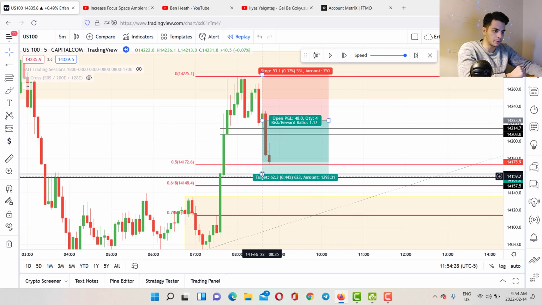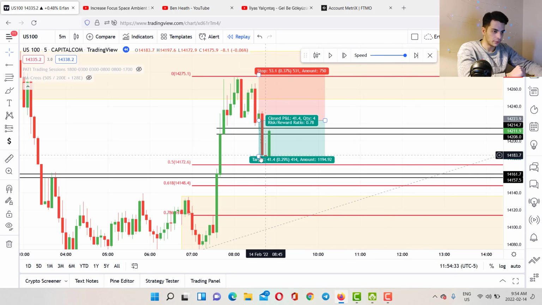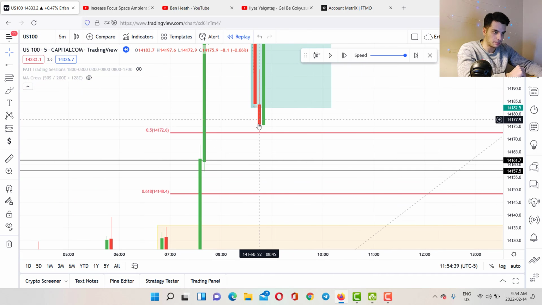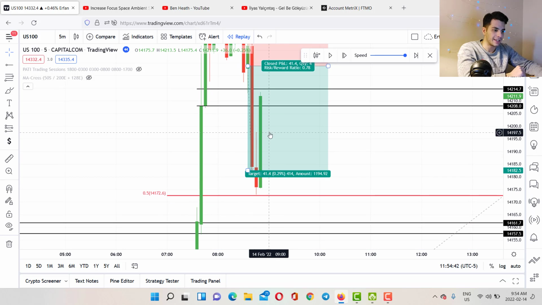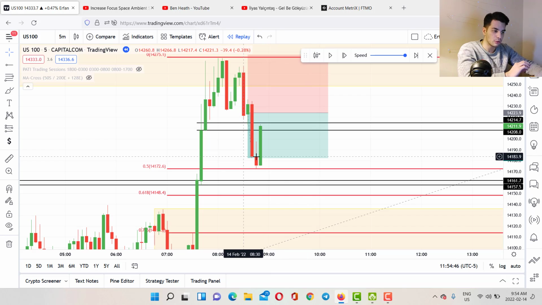Yeah, this is 50%. I closed my trade somewhere around here. I closed my trade here because I knew that it had tapped, or almost tapped, into this 50% level, and then the next candle closed above the previous candle. So I knew that it's going up, and I closed my trade here in profit.